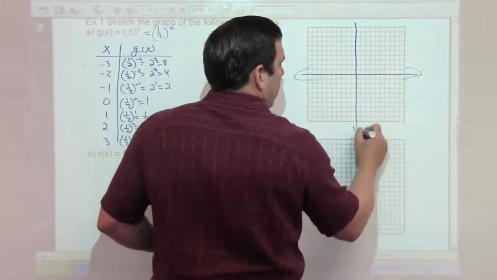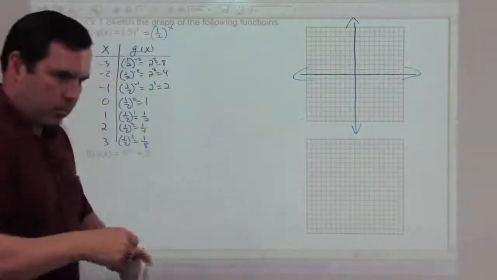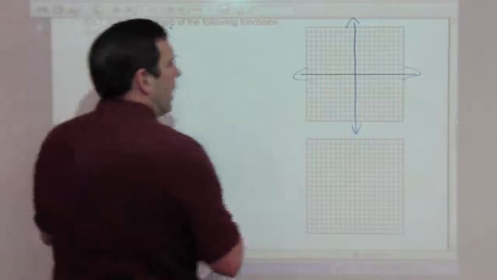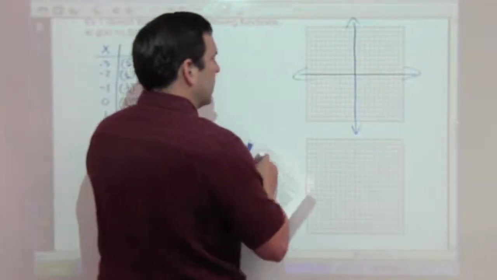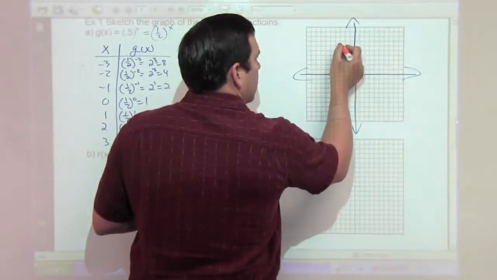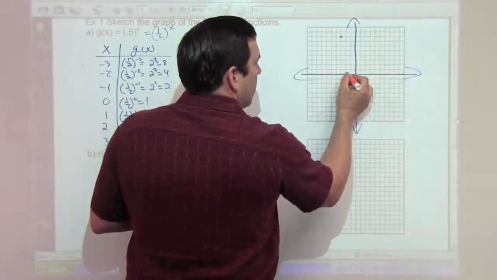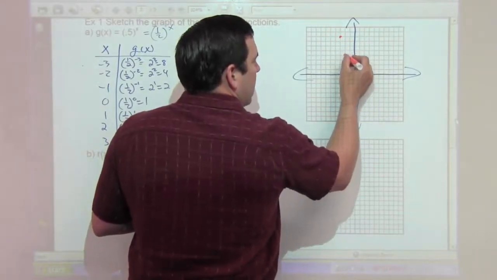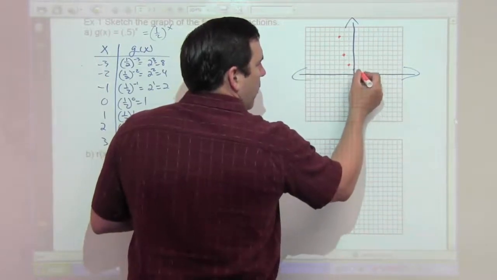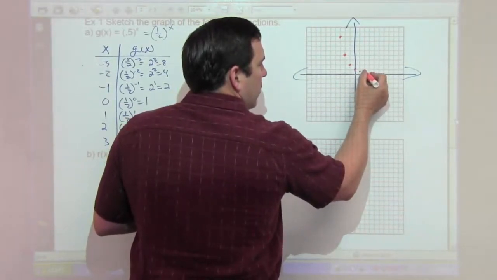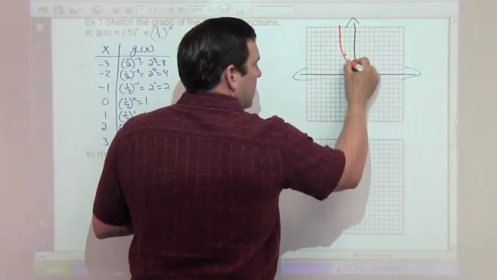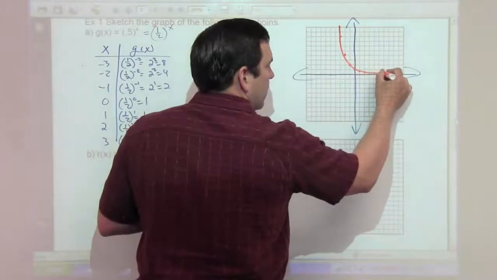So if we go with this graph here, -3, let's see if I'll keep it scaled. -3 corresponds to 1, 2, 3, 4, 5, 6, 7, 8. -2 corresponds to 1, 2, 3, 4. -1 corresponds to 2. 0 corresponds to 1. 1 goes with 1/2. 2 goes to the 1/4. And 3 goes to the 1/8. So this is our curve, and it's getting smaller as x gets larger.